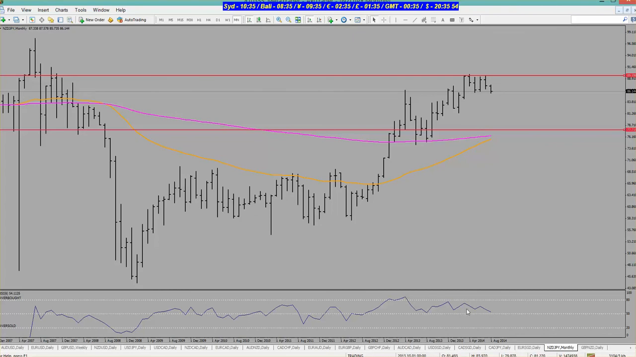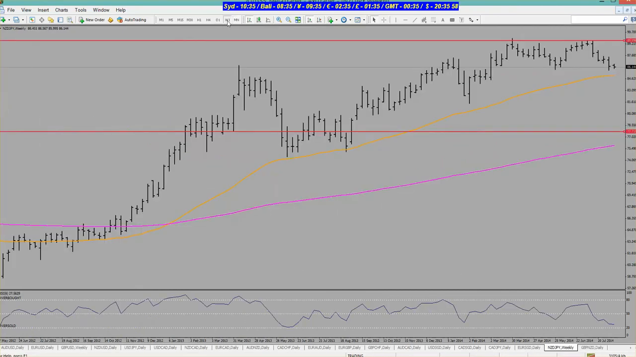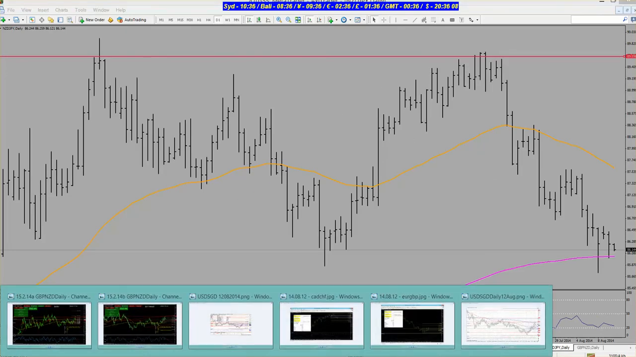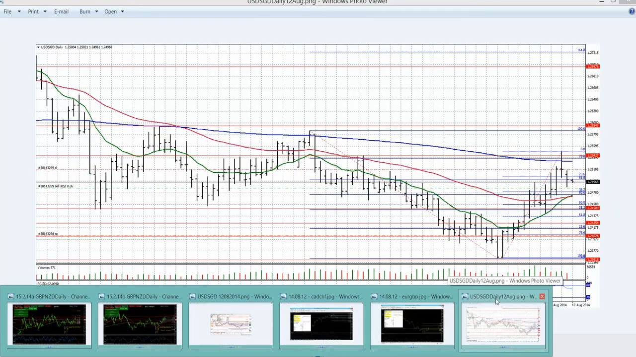Certainly, even on the monthly, the divergence is coming out of this yen. I think days of selling the yen are pretty much over. All the yen crosses are just going nowhere. Okay.